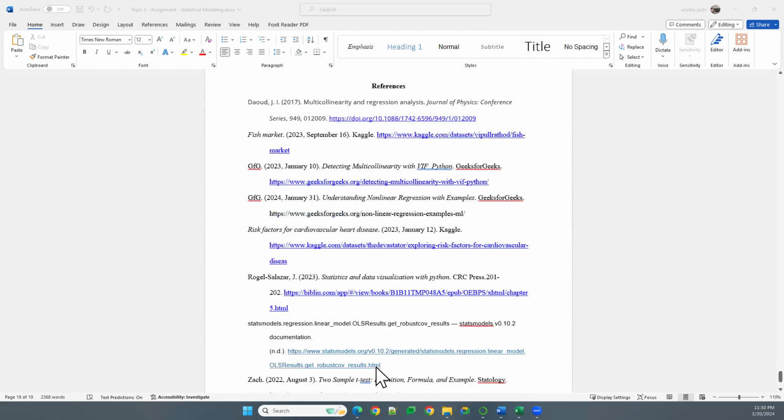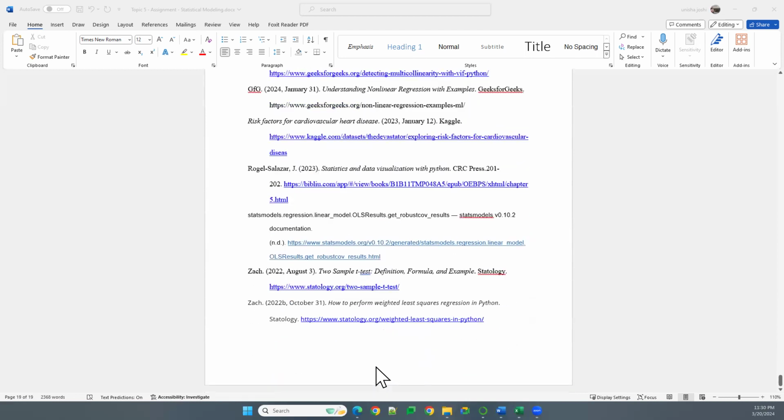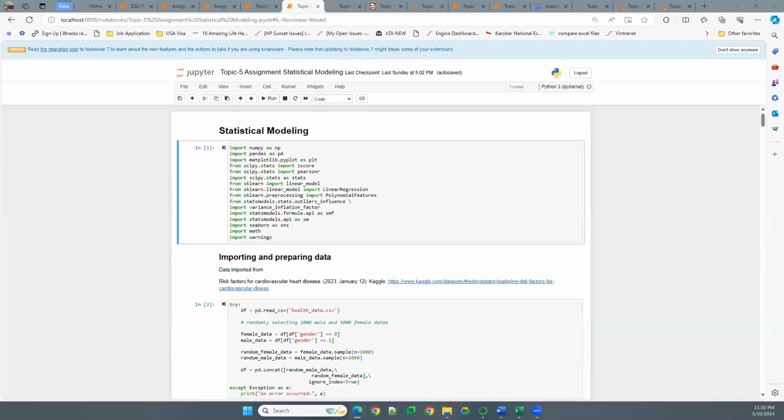Finally, here are the references that I used while working on this assignment. Let me quickly go through the Jupyter Notebook, since I have gone through everything on a Word file.